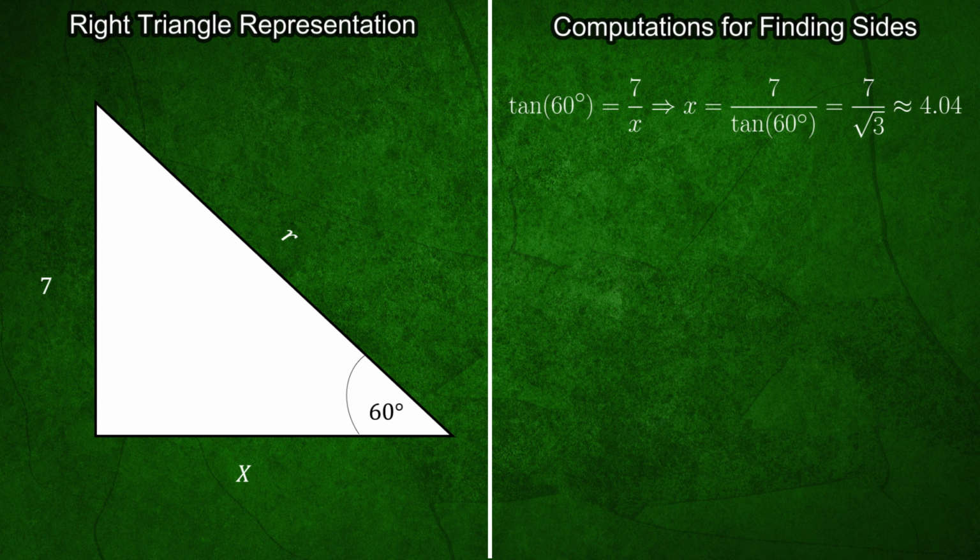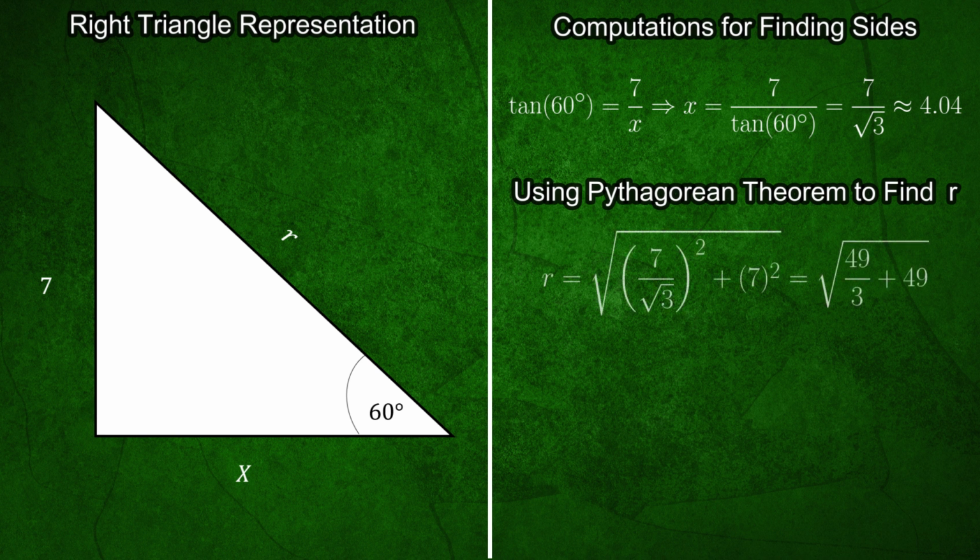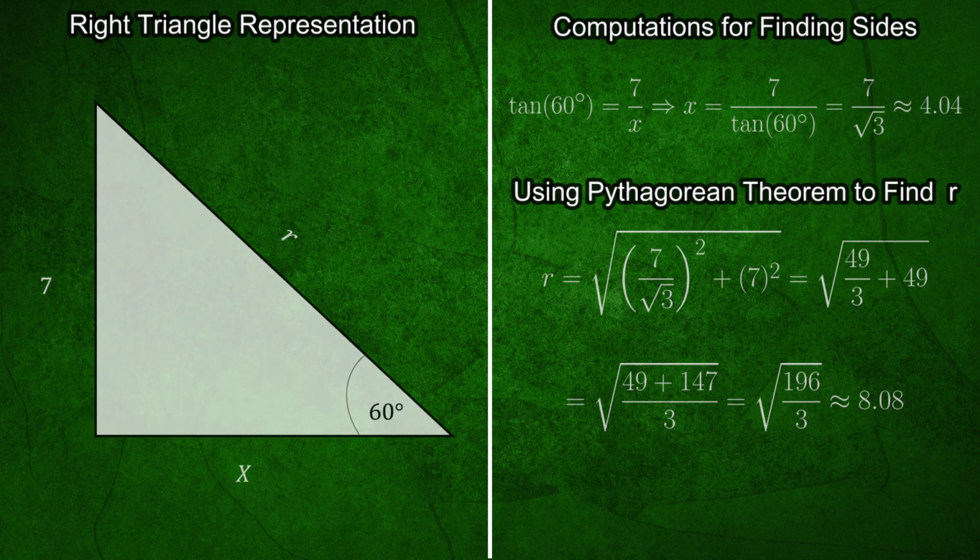Now, if we want to find the hypotenuse of that triangle, we can use the Pythagorean theorem, and r will be equal to the square root of (7 over the square root of 3) squared plus 7 squared. If we simplify, we have the square root of 49 over 3 plus 49. Thus, r is equal to the square root of (49 plus 147) divided by 3. Finally, r is equal to the square root of 196 divided by 3.